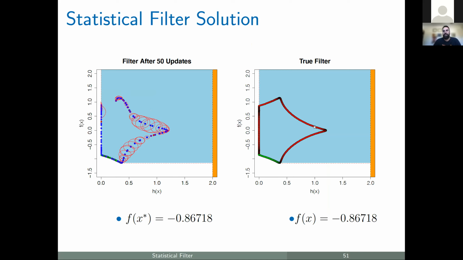So all of these red points are dominated points. All of these green points are the guys that define the boundary of the filter. And you can see right away that they look very similar to one another. So we're capturing the actual trend of the true filter very well. And here is the best objective function that satisfied the constraint in this example case, right? So it's negative 0.86718, and the true solution to the problem is the exact same answer.